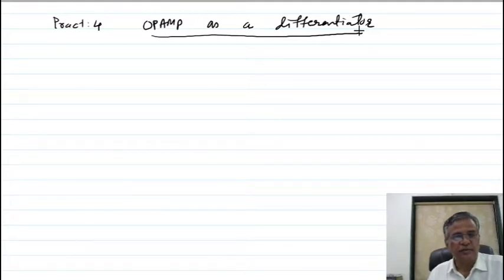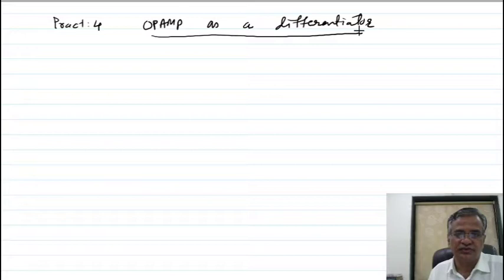Second, we have seen the op-amp as a current amplifier. Third, we have seen op-amp as an integrator circuit. Now, in the fourth practical, we are looking at op-amp as a differentiator. The differentiator circuit is very useful in a wave shaping circuit, to detect the high frequency component.